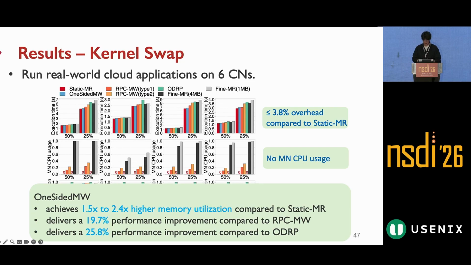Compared to static MR, one-sided memory window can achieve up to 2.4 times higher memory utilization. Compared to RPC memory window, one-sided memory window delivers a 19.7% performance improvement. Compared to ODP, one-sided memory window delivers a significant 25.8% performance improvement. This demonstrates the efficiency of one-sided memory window in balancing memory allocation granularity with performance.